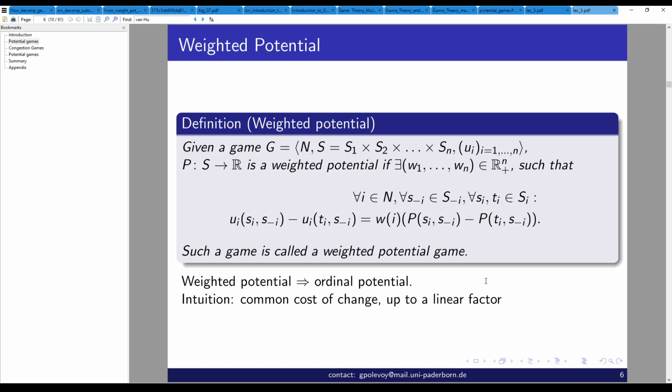Now, still a stronger and narrower definition. Now we require something else. Now, given a game, a function is called the weighted potential if there is a vector of n weights, one positive weight for each player, such that for any player i, any strategy set of the other players, and any strategies Ti and Si for the player, the utility of that player changes when it moves from Ti to Si, given that the other players play minus i, exactly to the extent that the potential changes times the weight.